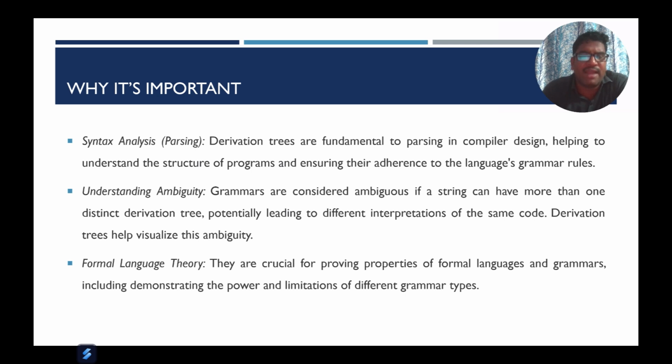And understanding of ambiguity, that is, for one string we may have more than two solutions. At that time, what is happening internally can be seen in the derivation tree, whether it is substituting on the left hand side or the right hand side. A grammar is considered ambiguous if a string can have more than one distinct derivation tree, potentially leading to difficult interpretation of the same code. The derivation tree helps visualize this ambiguity.